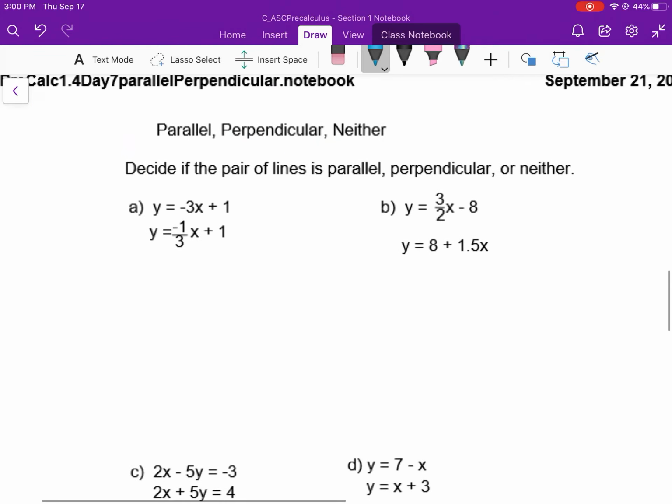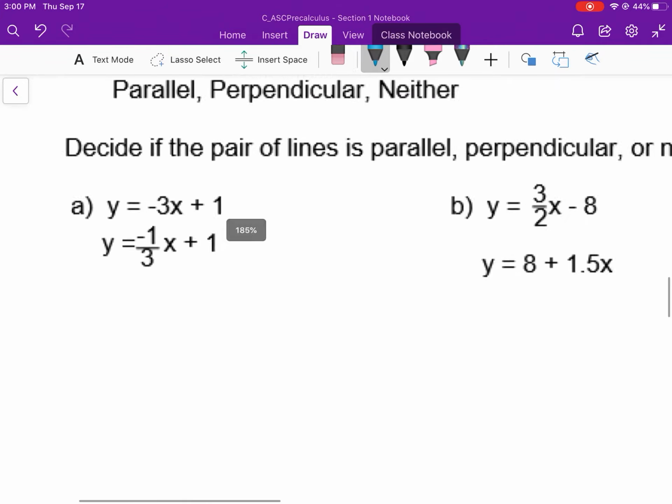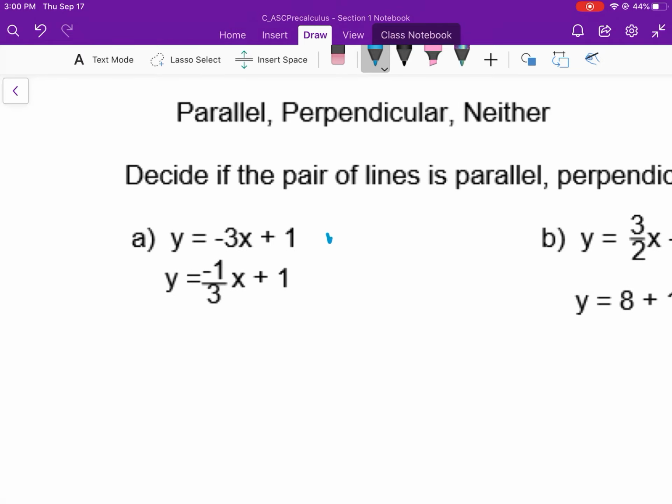So when you look at the notes, you look at these two, you've got a pair of lines, and you ask yourself, are these lines parallel, perpendicular, or just neither? They just run into each other. So let's look at this first one, and it's all about the slope, remember, so don't worry about anything but the slope. So this first equation here, the slope is -3.